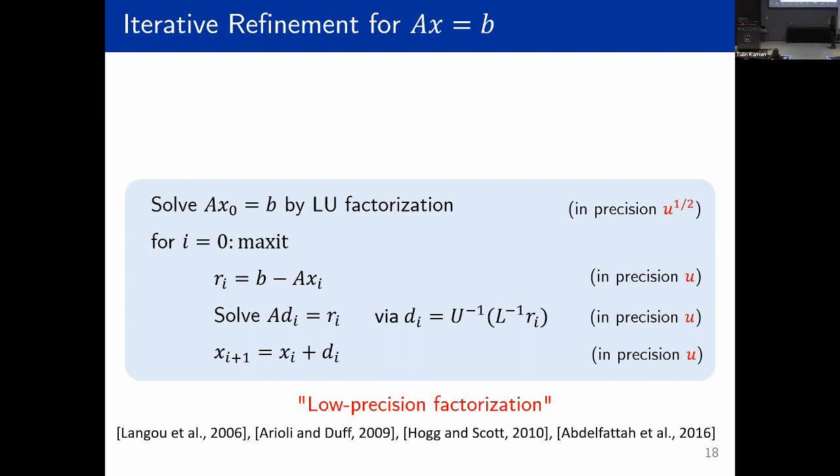So first, just the overview. First, I'm going to get some initial approximate solution x0. I'm going to solve for my initial approximate solution, and that's typically done using LU factorization. And then I'm going to iterate until I'm satisfied.